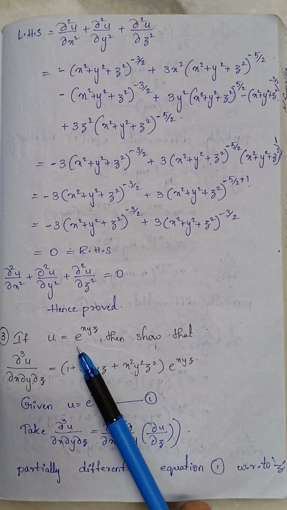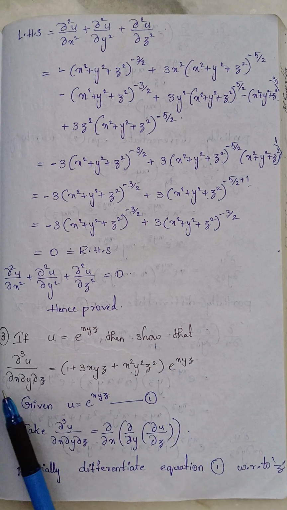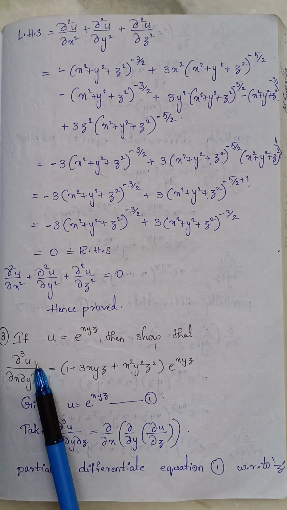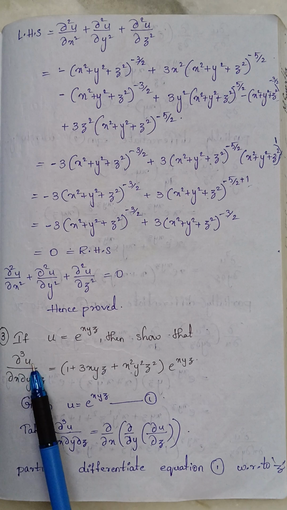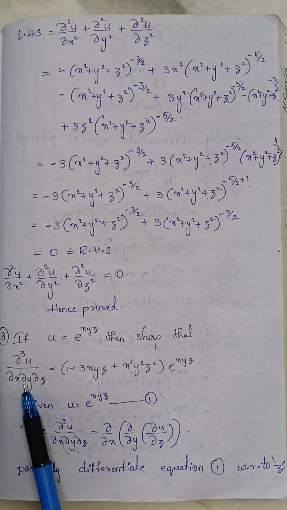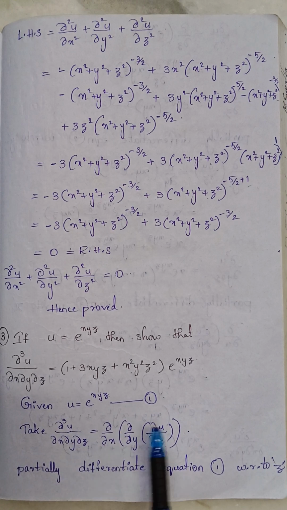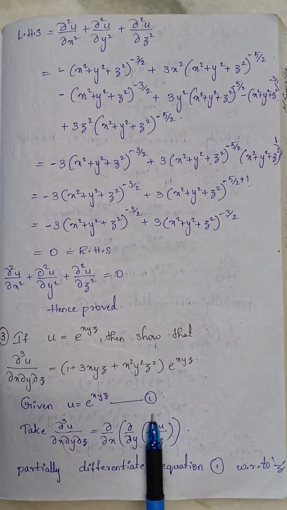Here u is given as e power xyz, then show that this is what, ∂²u/∂x∂y∂z. So we need to take here 3 times partial differentiation. First of all, start from right to left. So first of all, partial differentiation of u with respect to z, after y, after x. So that's why we are writing this as ∂/∂x of ∂/∂y of ∂u/∂z. So this we need to find first.